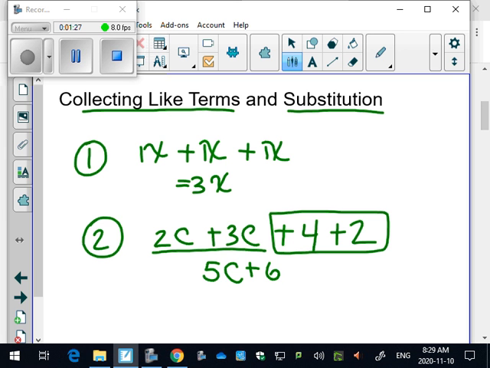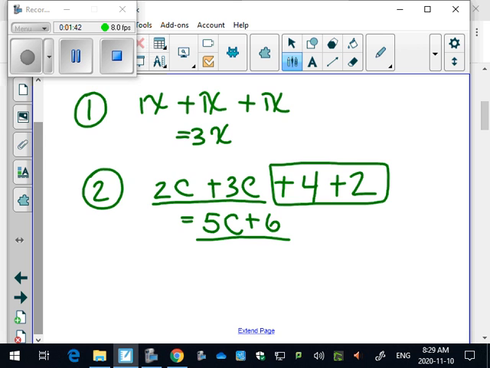And that always gets kids. They say, isn't it a plus sign? Why did you say positive? Well, you write it just like it sounds. 4 plus 2 is positive 6. It's plus 6. And that would be the answer for that. You're done. That is it for collecting these terms.